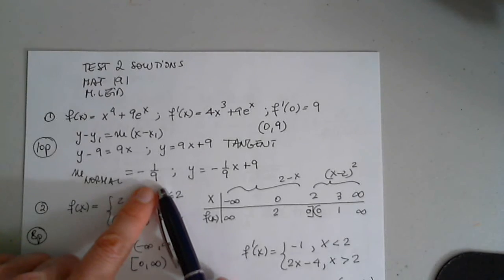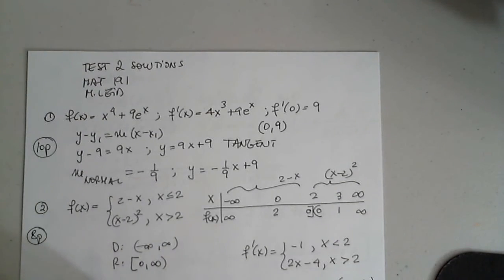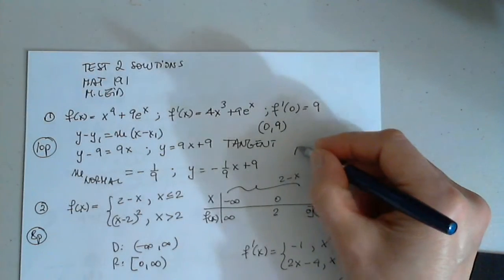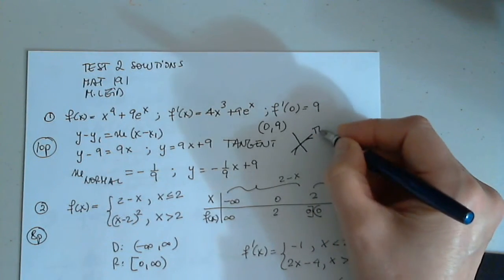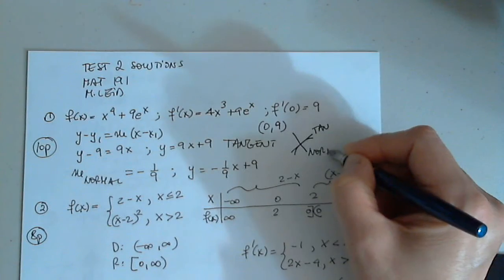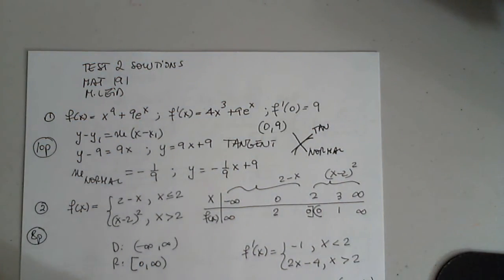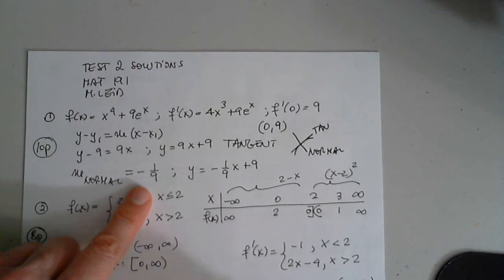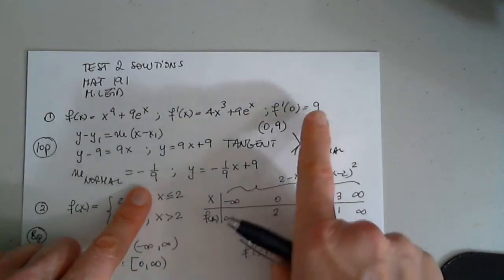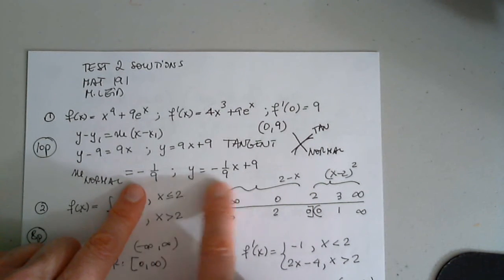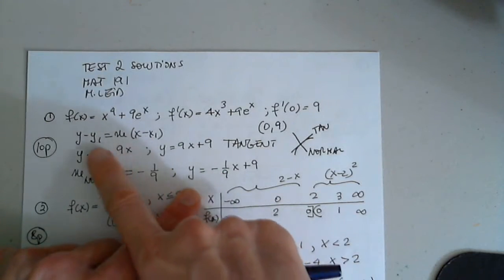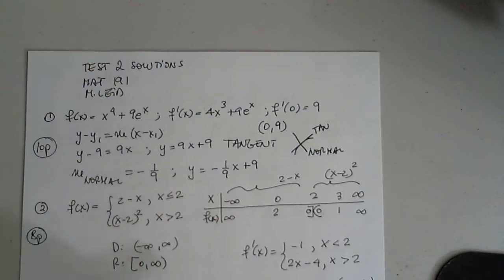Now the normal line will be perpendicular to the tangent line, so if this is the tangent line to the graph, this will be the normal line, tangent, normal. So two lines that are perpendicular have slopes that are negative multiplicative inverses of each other. So in this case, if the slope of one is 9, the other one will be negative 1/9. And the whole thing holds, everything is the same except the slope.